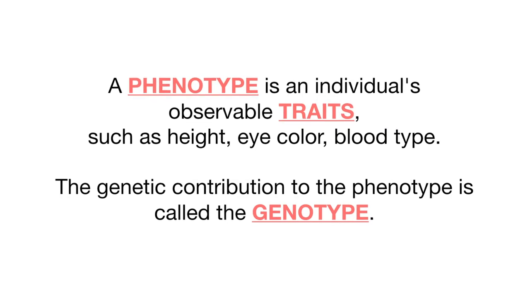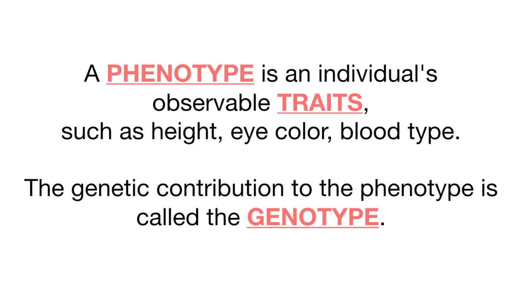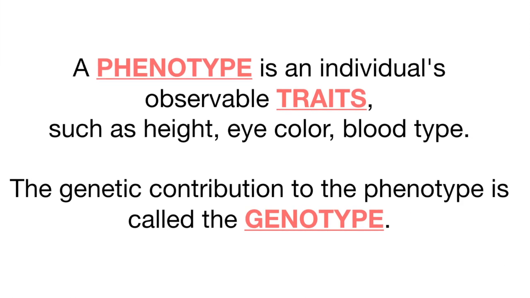Genetics comes with a lot of definitions, its own lingo that you need to master to fully grasp the meaning of this science. And to my point, here is an example we talked about in our previous video: phenotype and genotype. A phenotype is an individual's observable traits, such as height, eye color, blood type. The genetic contribution to the phenotype is called the genotype. Traits, simply put, are what you can observe on an individual, like the color of the coat, the height, the morphology. Characteristics that you can indeed appreciate and evaluate.